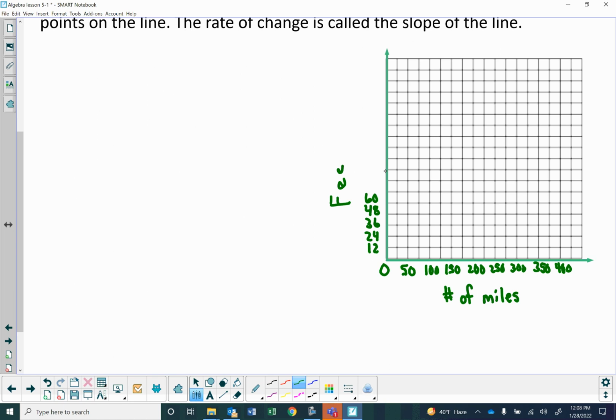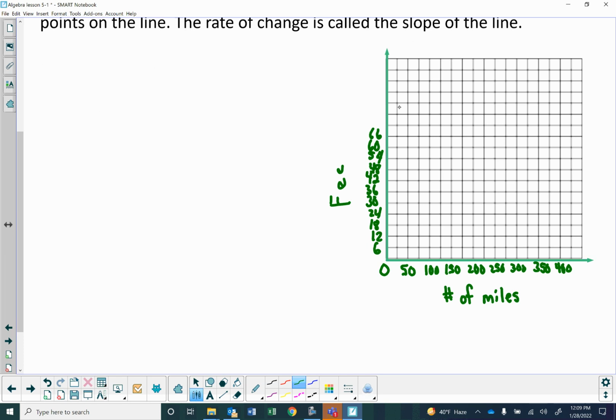Actually, I think I do want to count by 6s. So 6, 12, 18, 24. 6 times 5 is 30, 6 times 6 is 36, 6 times 7 is 42, 48, 6 times 9 is 54, and then 60, 66. That's probably enough because that gets my numbers.